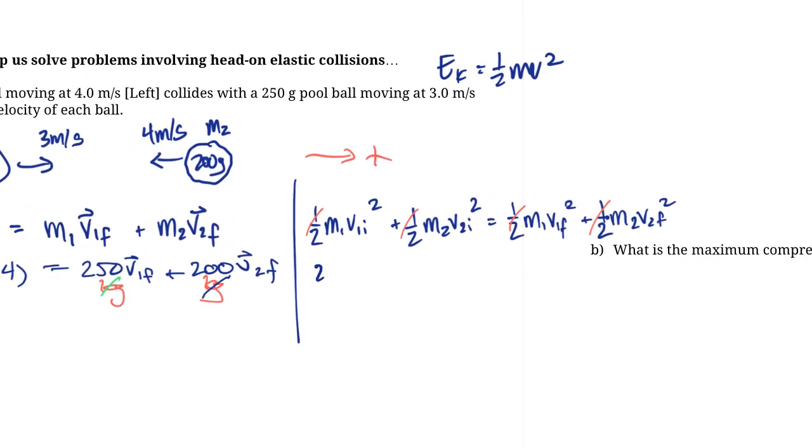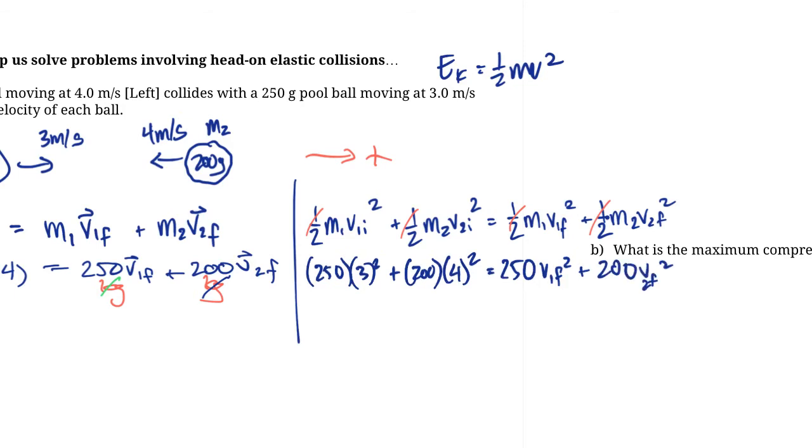So this is going to be 250. The V1 is, what was it, 3, plus M2, which was 200, times 4 squared equals 250 times V1F squared plus 200 V2F squared. So that's another equation with two unknowns still.